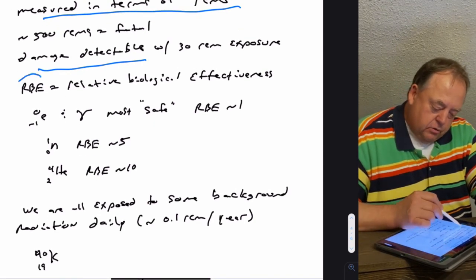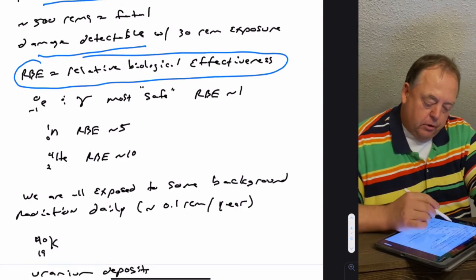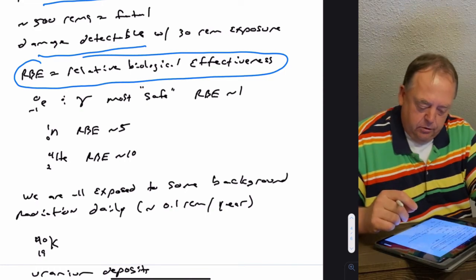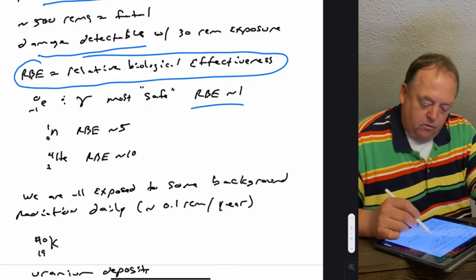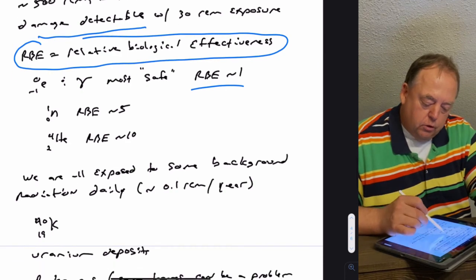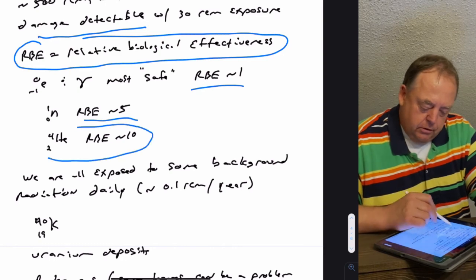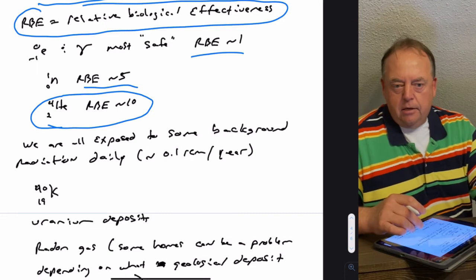So RBE is what's known as the relative biological effectiveness. So beta particles, gamma rays are the most safe of the radiations, although they're obviously not safe. But they have an RBE of around 1. Neutrons are more dangerous. They have RBEs of around 5. And alpha particles are the most dangerous. They have an RBE of around 10.